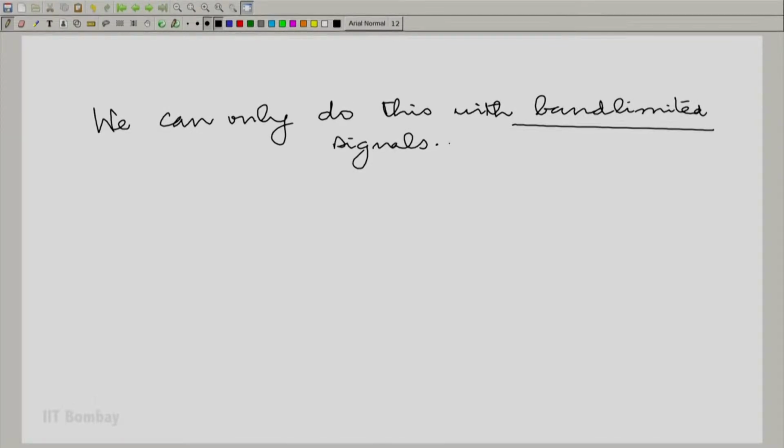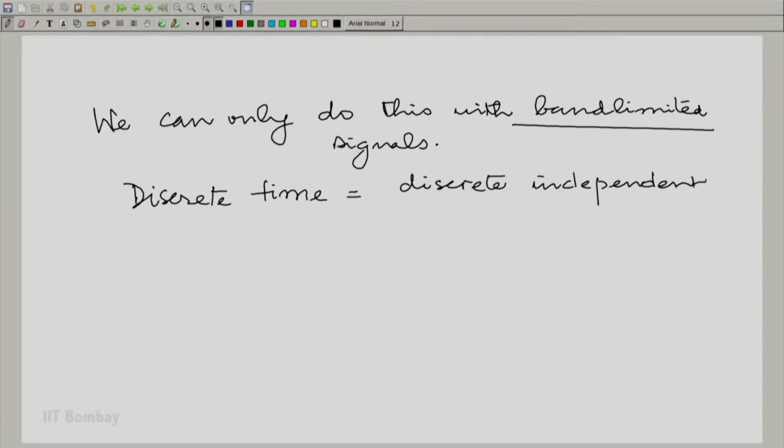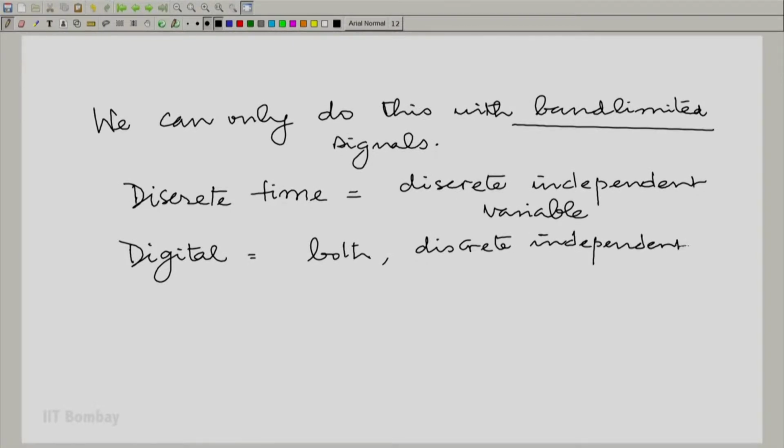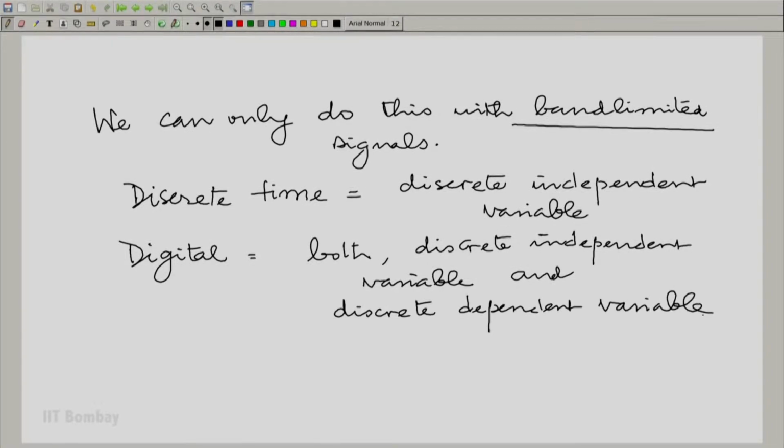Now, we must also bring out the clear distinction between discrete time and digital. I have already said that briefly, but let us write that down clearly. Discrete time is essentially discrete independent variable, and digital is both discrete independent variable and discrete dependent variable. So, what it means is the memory has a limited resolution or a limited accuracy with which you can represent samples.